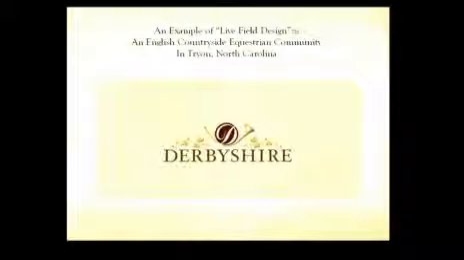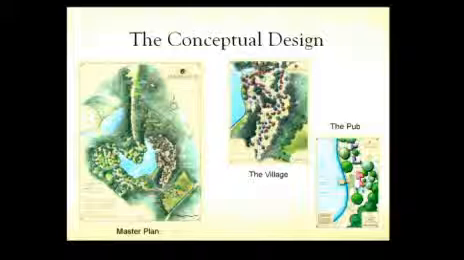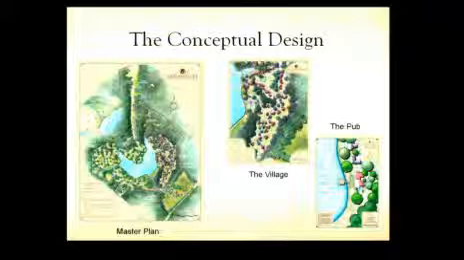This is an example right here of a recent design I did. It's titled English Countryside Equestrian Community. It's in Tryon, North Carolina. It's a residential subdivision in an equestrian setting. These are the conceptual plans on this, and they were illustrated. It's a 33-acre lake in the middle. That's one of the main features. The other main feature is there's 160 miles of horse trails.